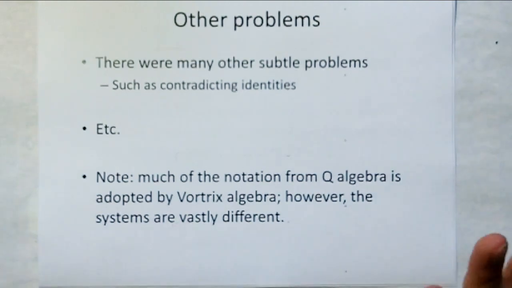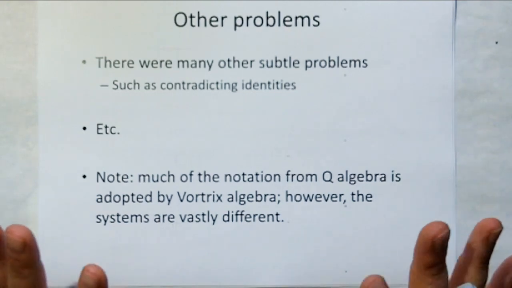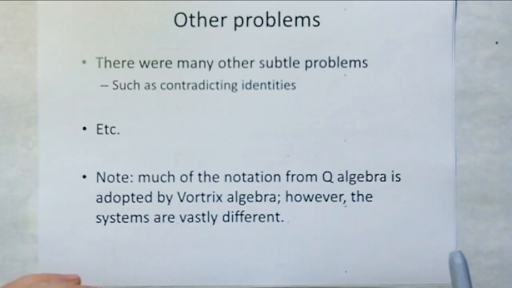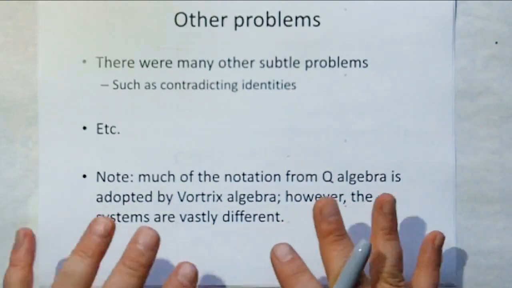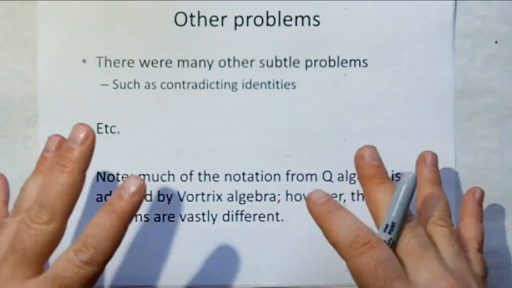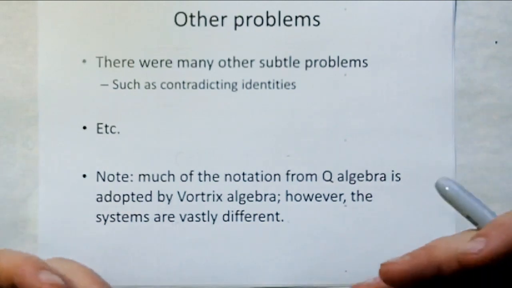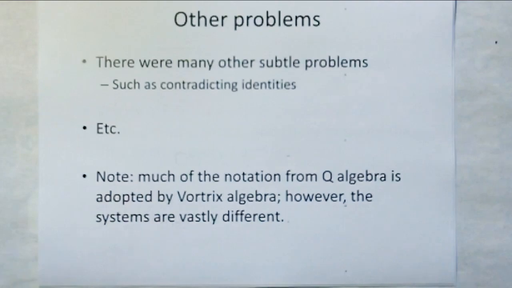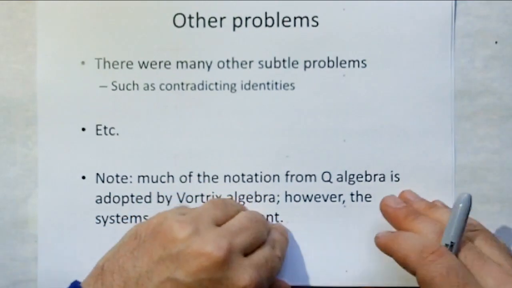So that's what Vortrix algebra is. But what's happened is some of the cool notation from Q algebra was adopted by Vortrix algebra. So even though the underlying mechanisms are different, the notations of left and right divide, left and right multiply, were still adopted because they're still valid in Vortrix algebra.